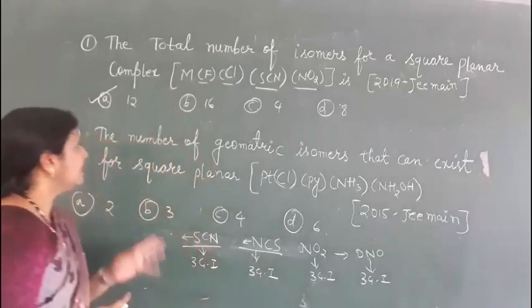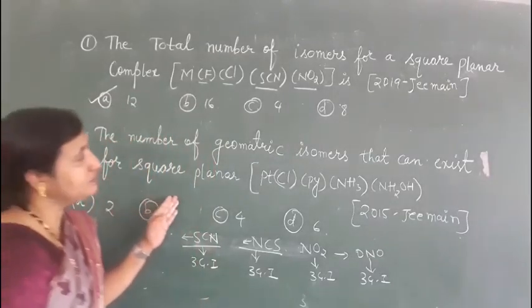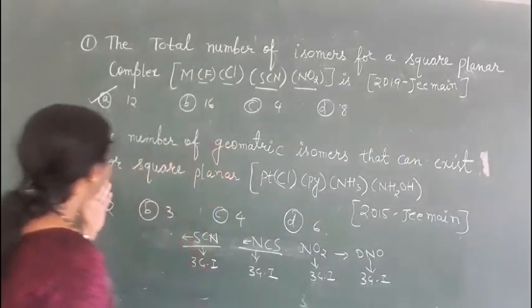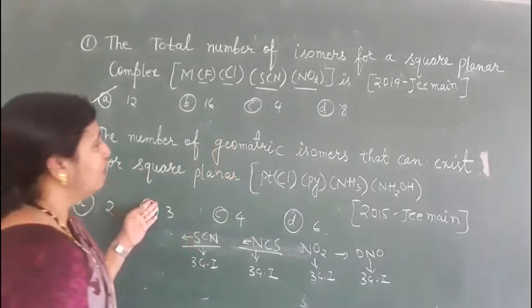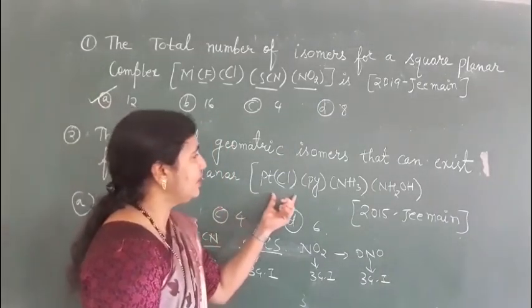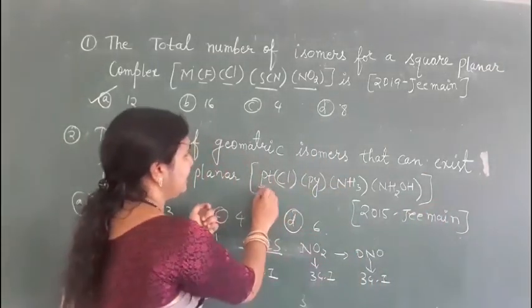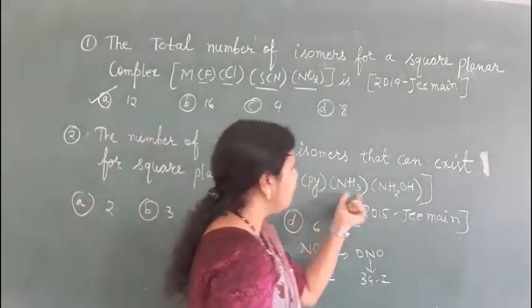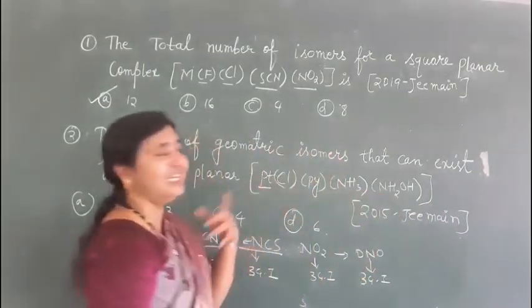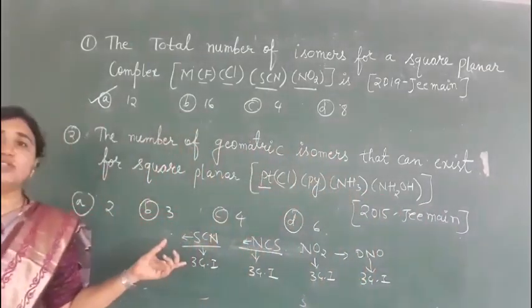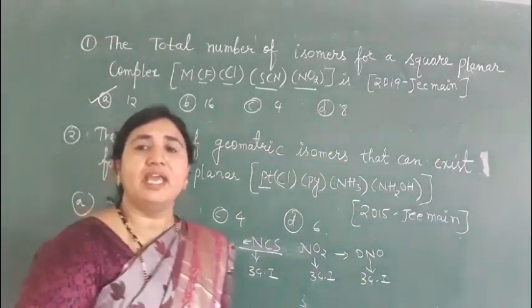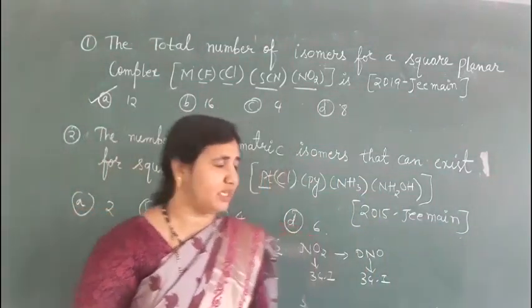Next question: the number of geometric isomers that can exist for a square planar complex. This is a square planar structure with platinum as the central metal atom, and chlorine, pyridine, ammonia and NH2OH. 4 different ligands are there, so this is also MABCD type only. In MABCD type we have 3 geometrical isomers.